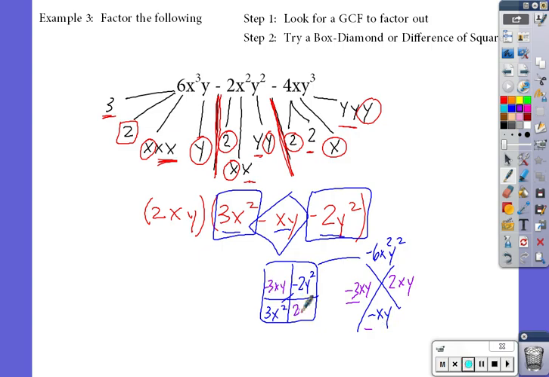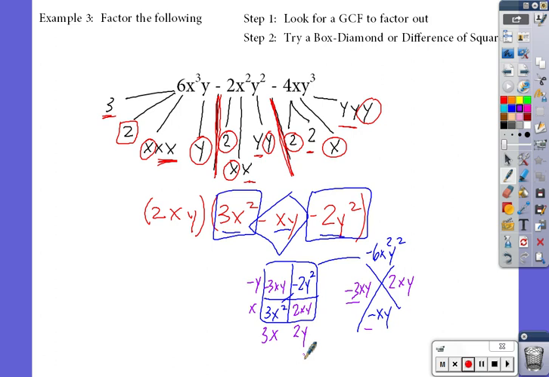So to get the x squared, I'll have a 3x and an x. I put the 3 here because I have the 3 in this column. To get the 3xy, what am I missing here? I have the 3x. Only thing I'm missing is a negative y. Here, I need a 2xy, and I have an x. So that means 2 and y.